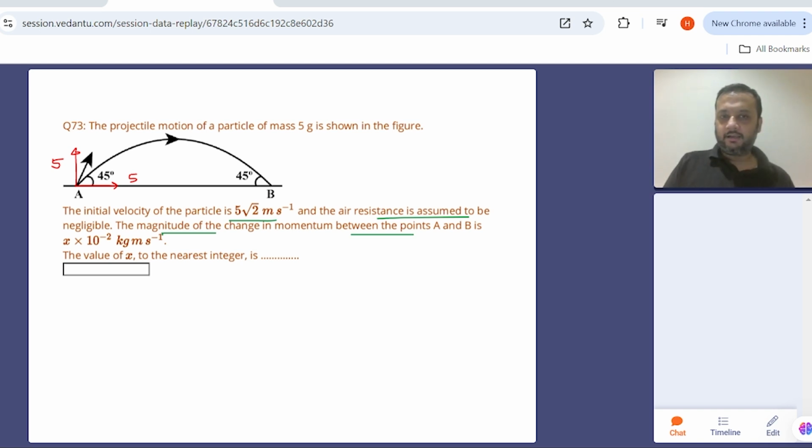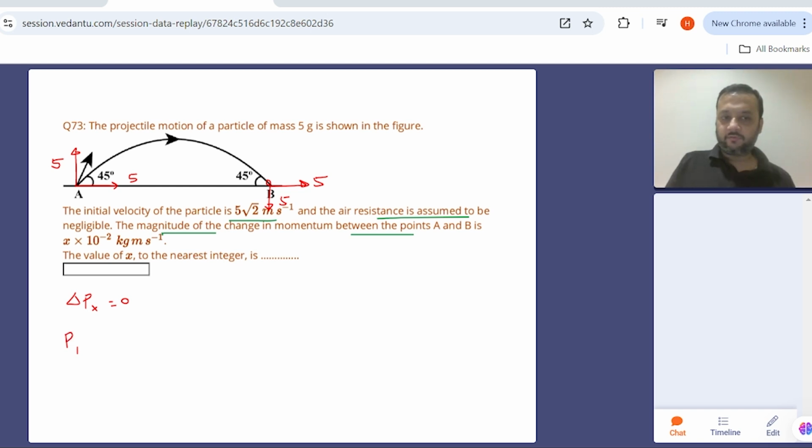At the moment of landing, the x velocity will not change, it will remain 5, and the y velocity will get inverted in the downward direction. Magnitude wise, it will again remain 5. Because of energy conservation, we can say that speed will not change. So at the time of landing also, the speed will remain 5 root 2 meter per second. Now you can very clearly see that there is no change in the momentum along the x-axis. So delta px will be 0.